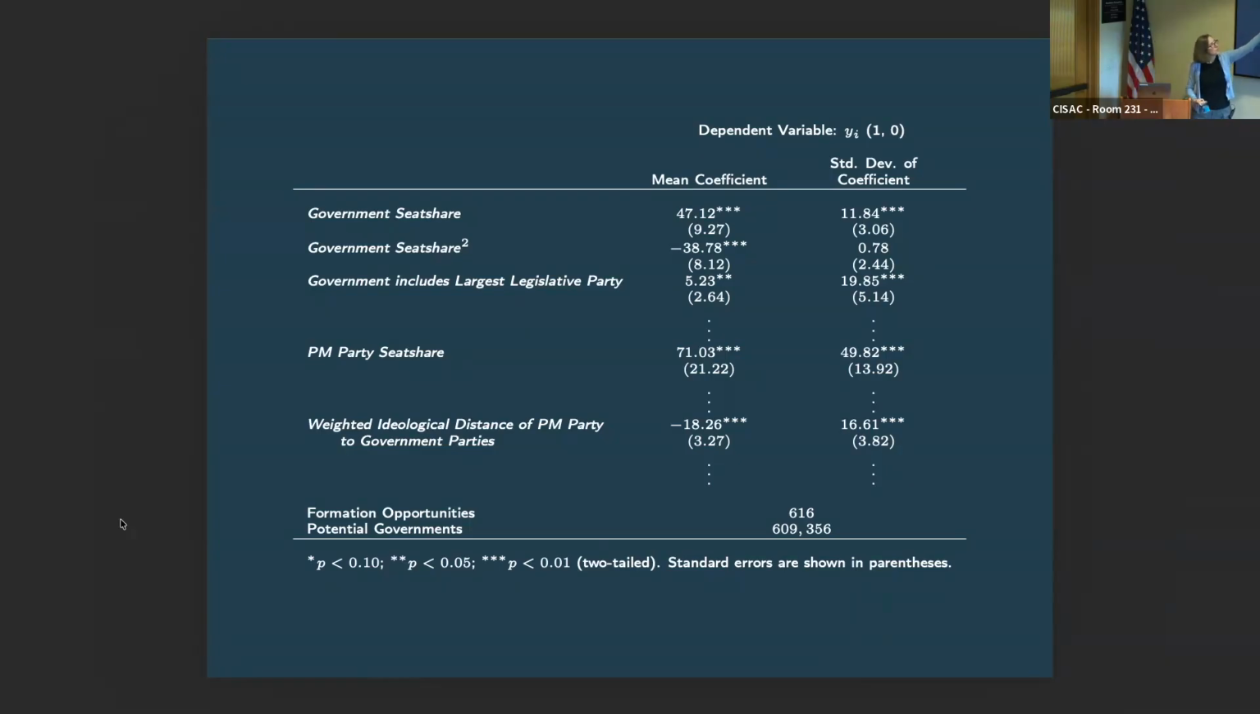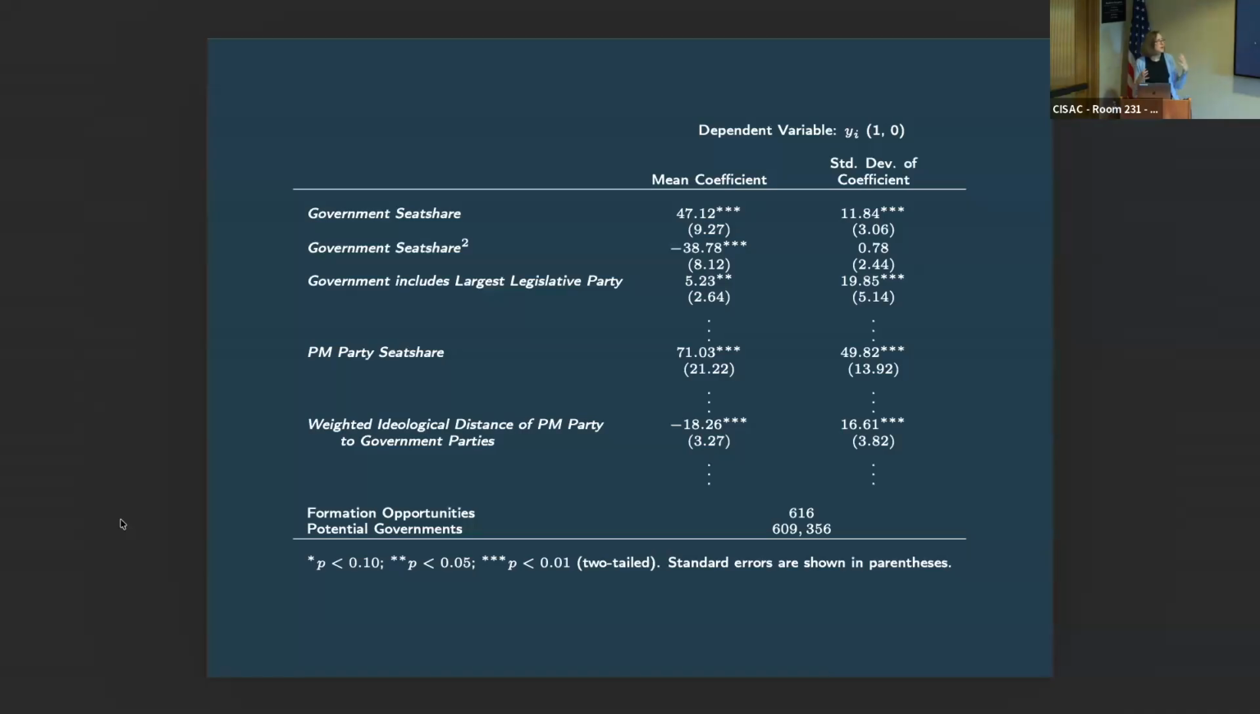The coefficient on this variable, government includes the largest legislative party, is positive and significant, and that tells us that on average, potential governments that include the largest legislative party are more likely to get into office. Its standard deviation is highly significant and large, and that tells us that this effect varies. And if you do a few more calculations, you would find that 60% of the time in this data set, it is really helpful to have the largest party. 40% of the time, though, it has a negative effect.